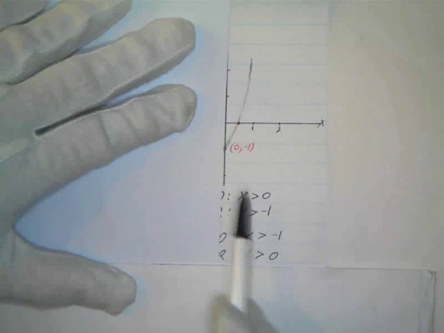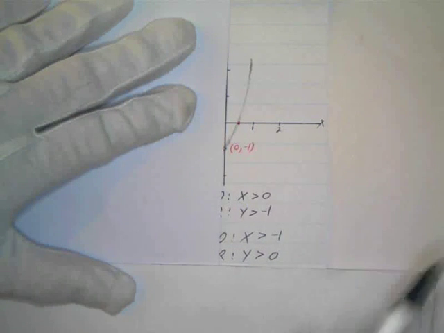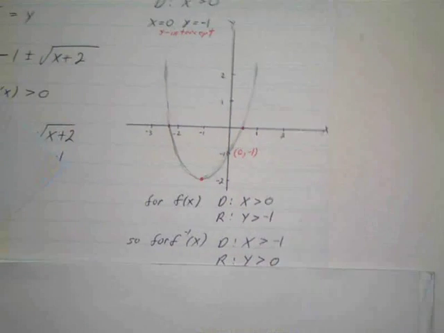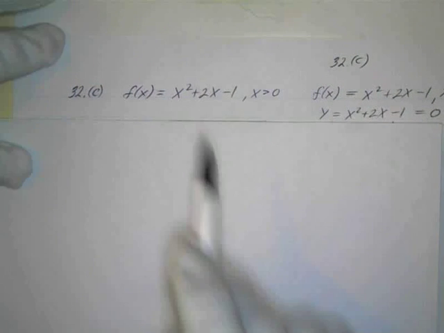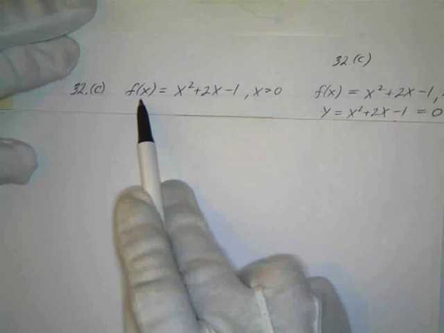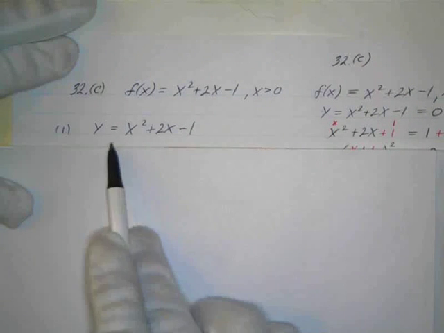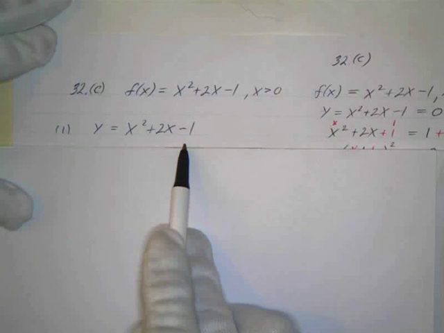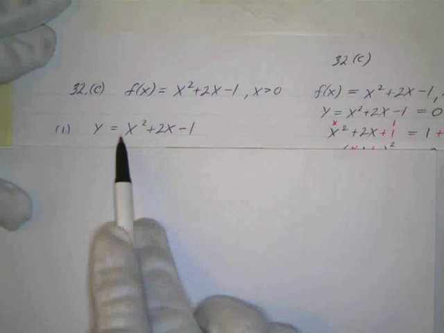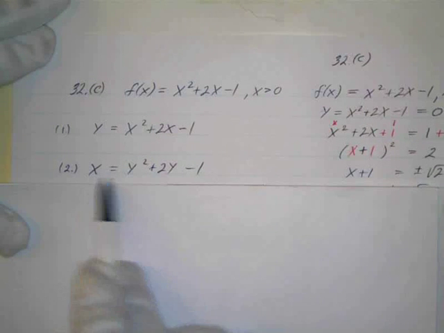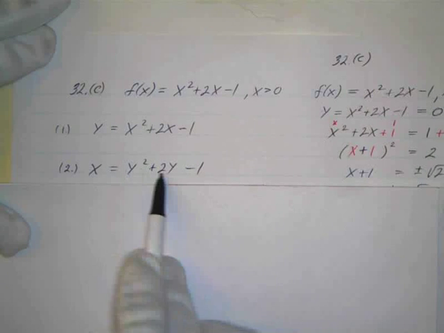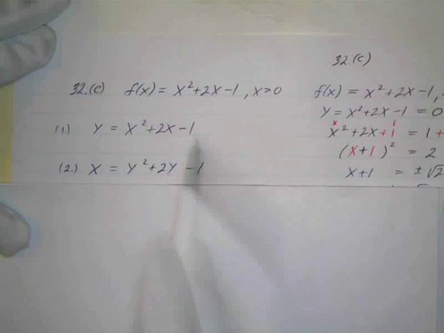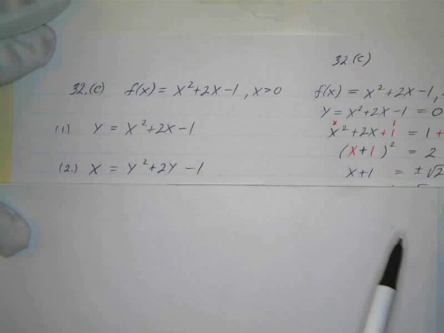So this is what we're going to do. This is the restricted domain, and we're going to get the inverse of that function. Okay, so let's go do our 4 steps as before. So we're over here now. So again, the first thing I do is I write this as y. y equals x squared plus 2x minus 1. Okay, then I interchange the x and the y. So x equals y squared plus 2y minus 1. Okay, we interchange the x and the y. And then we have to solve for y.